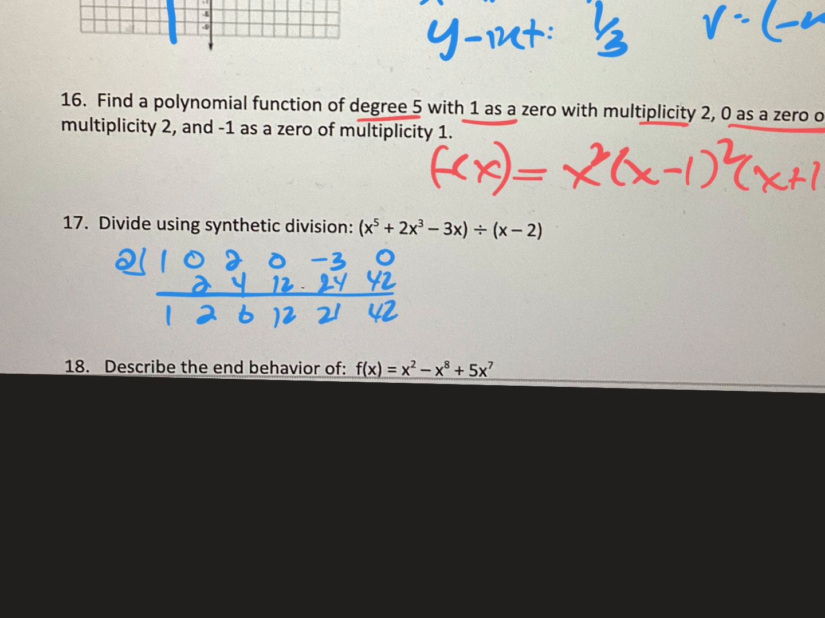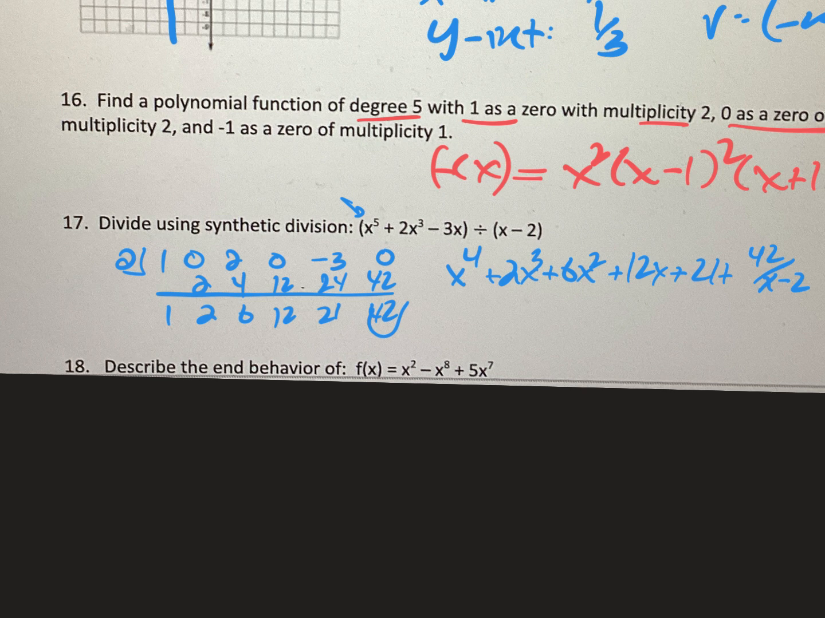Multiply. There's your remainder. So, because we started with x to the 5th there, your quotient is going to start with x to the 4th. Plus 2x cubed. 6x squared. 12x plus 21. Then that 42 is going to end up on top of the x minus 2. There's your synthetic. And the last one, just to describe the end behavior.